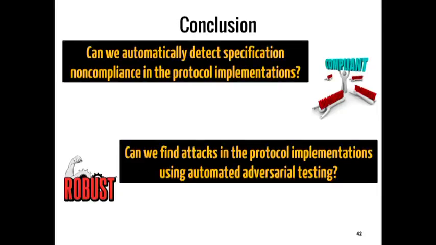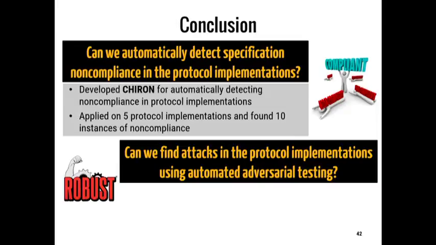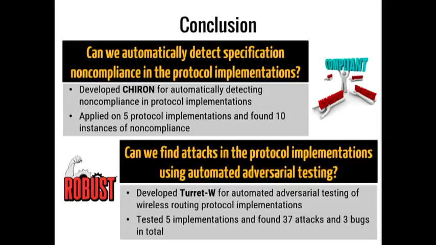Okay, so to wrap up my talk, I would like to go back to the research questions that I asked at the beginning of the talk. To answer the first question, we developed Chiron for automatically detecting non-compliance in protocol implementations. We applied it on 5 protocol implementations and found 10 instances of non-compliance. To answer the second question, we developed TurretW for automated adversarial testing of wireless routing protocol implementations. We tested 5 implementations using this platform and found several attacks and bugs.